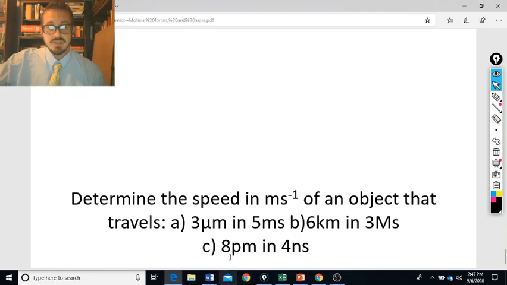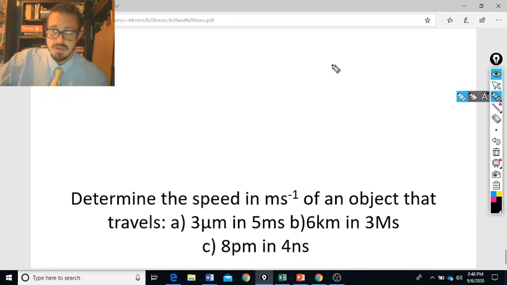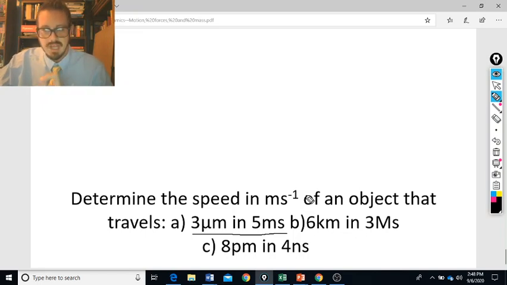So if we measured something in the lab that went 3 micrometers in 5 milliseconds, we could convert that into meters per second, because we might want it in meters per second to do something further with it. Maybe consider the forces that were acting on something that made it move 3 micrometers in 5 milliseconds. And so we'll plug each one of these distance and time data points into the equation for speed and do the conversions, and I'll show you a way to do that.